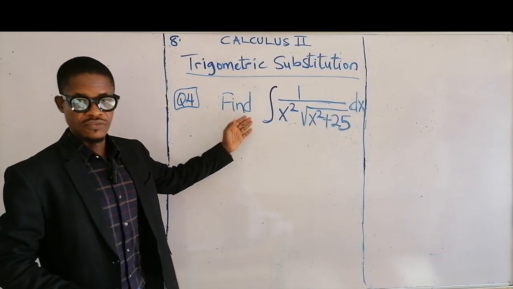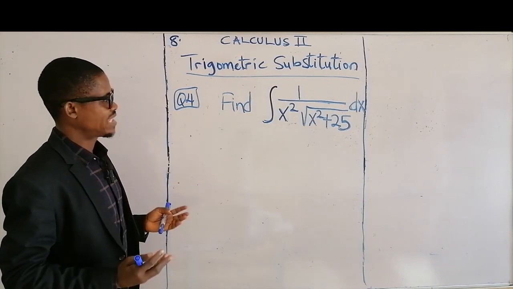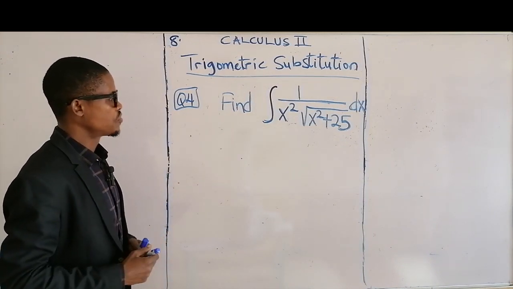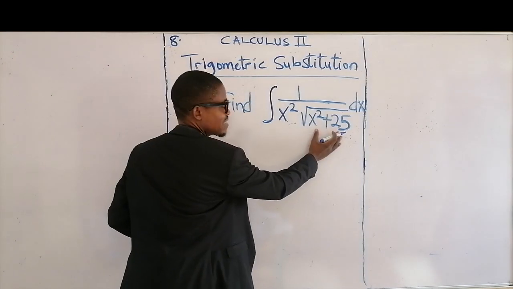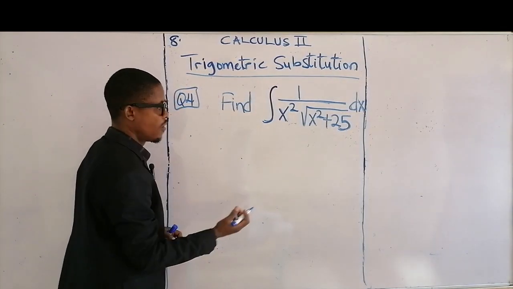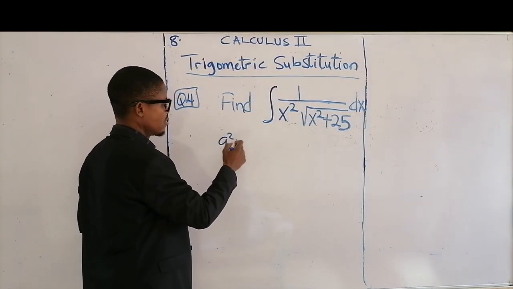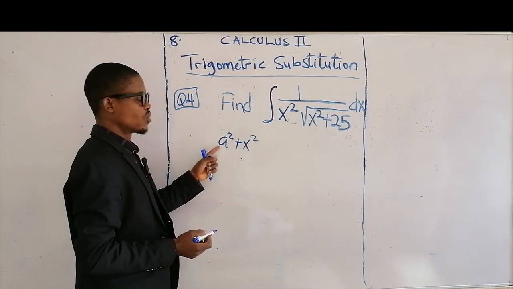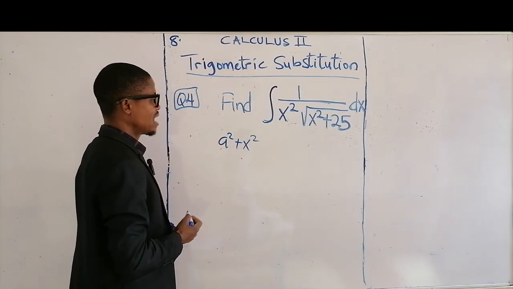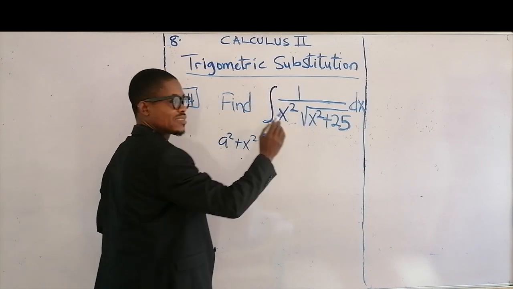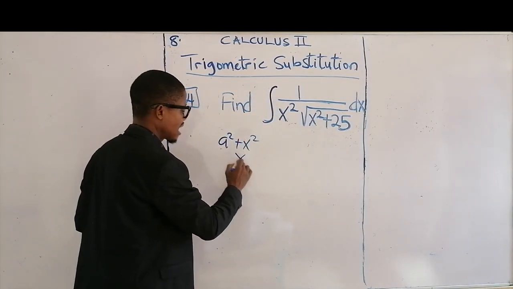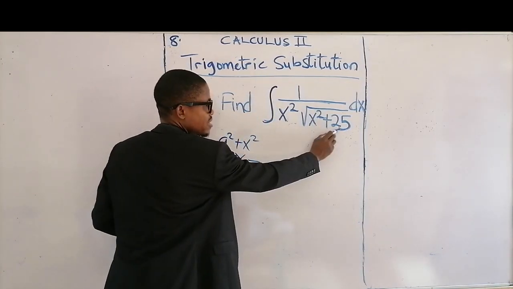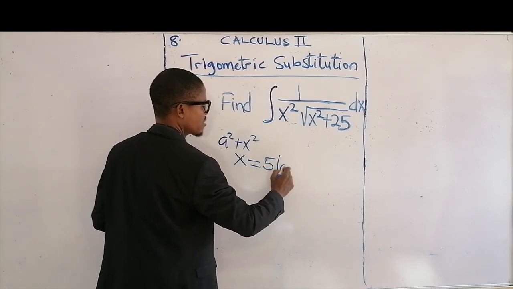We're looking at this question. Find the integral of this function. If you look at that function, you realize that what we have inside the square root conforms to a squared plus x squared, where a is 5. So the function we have here is x. We can substitute x equals a tan theta, which is 5 tan theta.